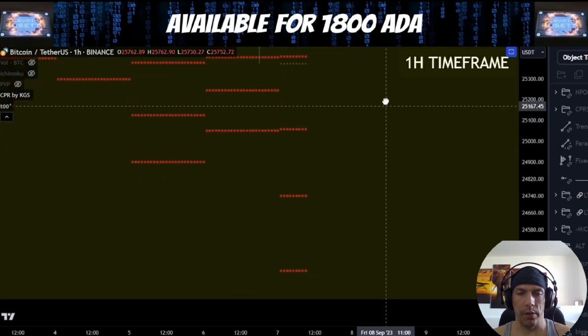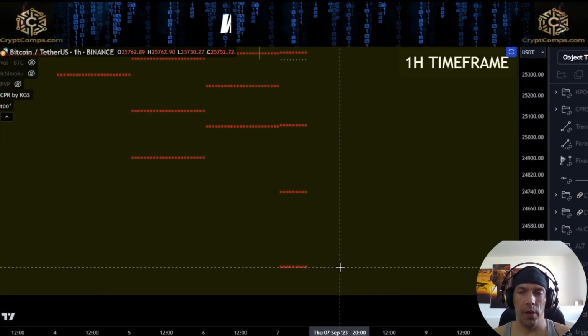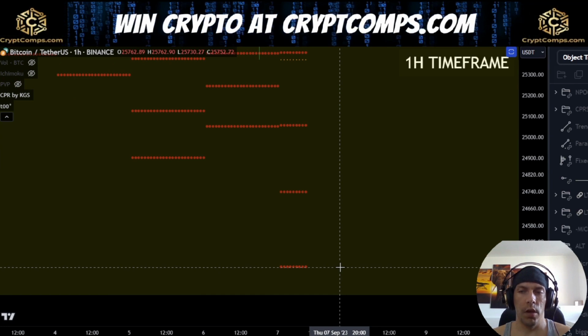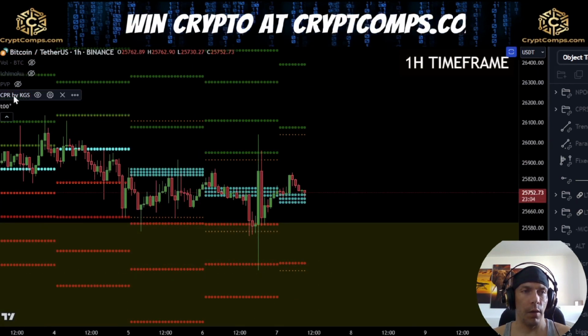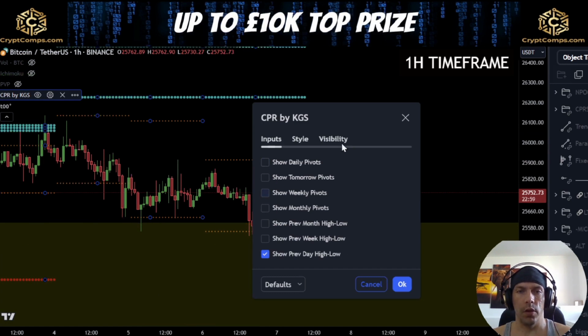We have 25,050, 24,740, and this 24,384 as potential downside targets. Now moving over here onto the weekly pivots. Actually, I'm going to do this way.